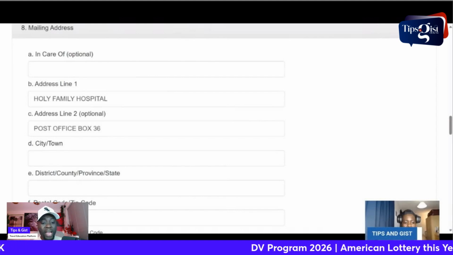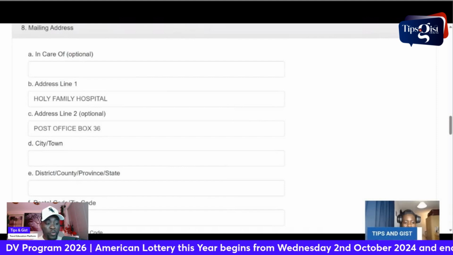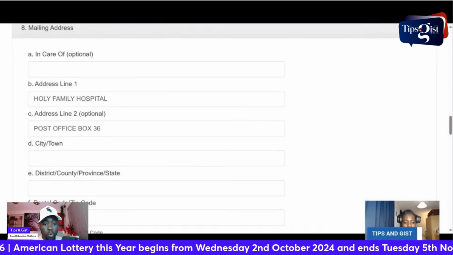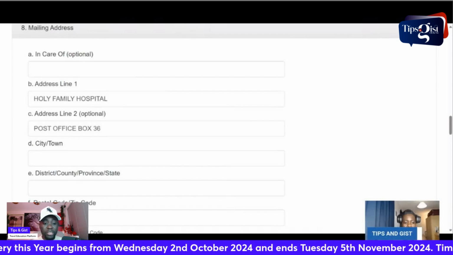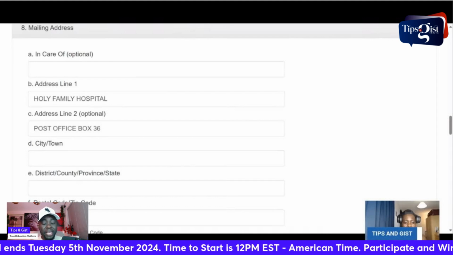So in the in care of, you enter your name over there, then the address line 1, you enter the person's address over there so that they get to know that, okay, the address is not for you. You don't work with that person. You don't school there, or you don't attend church at that address, but you are using it in care of you. So the most important thing is the B, the address line 1.